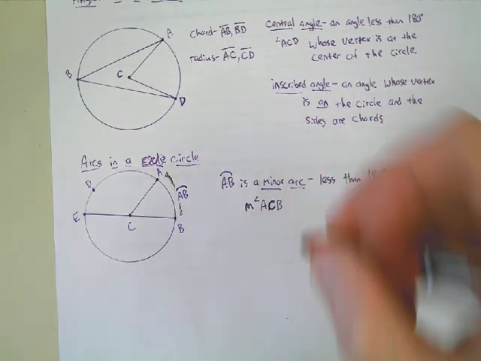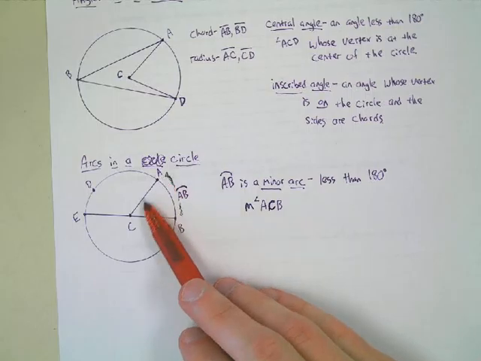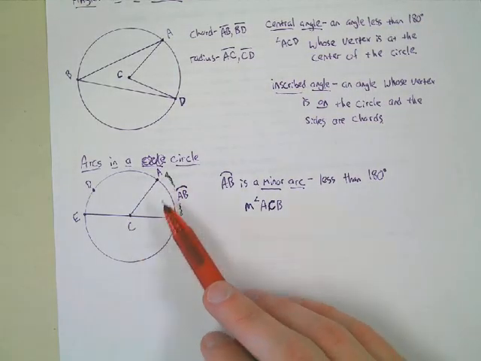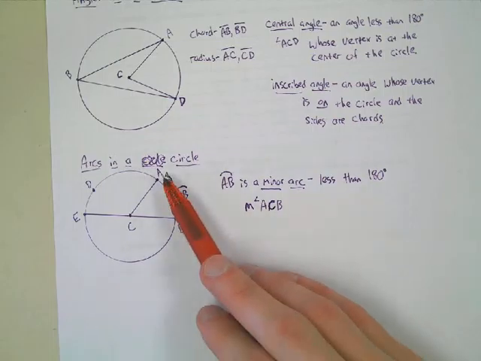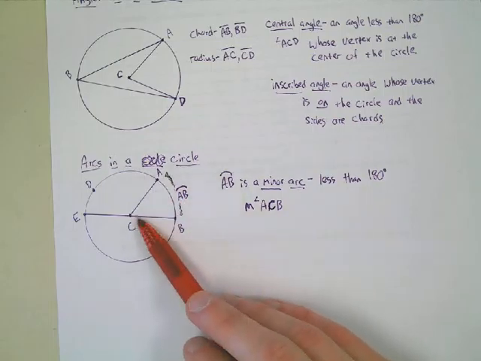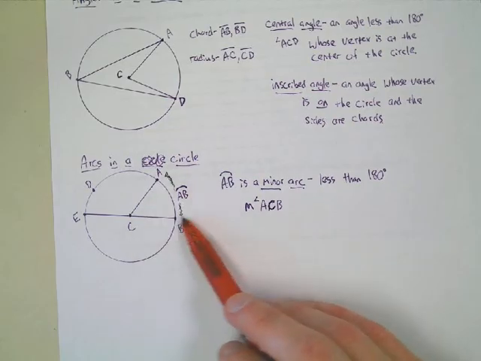Okay, the measure of angle ACB here, how do you think that compares to this arc that's cutting out? So again, ACB is a central angle, right? This central angle is cutting out arc AB.